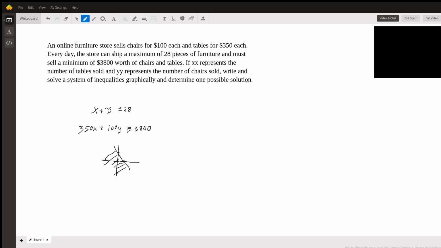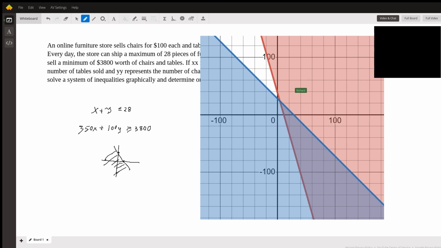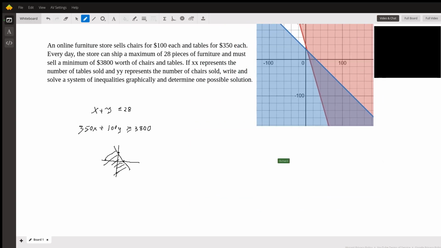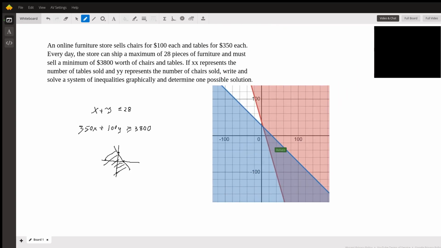Okay, just take a second. Okay, so here's our graph. We'll just grab it here, make it smaller so we can see it. Okay, so this is the graph.